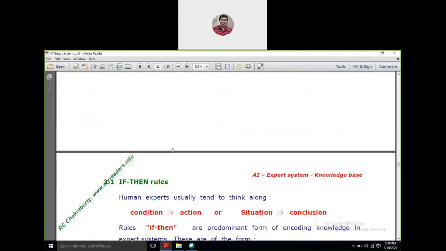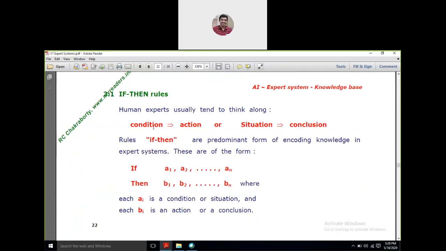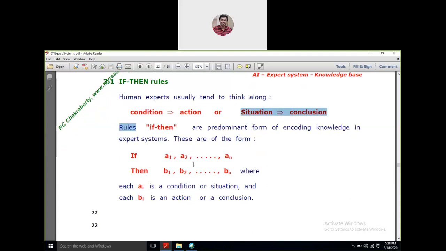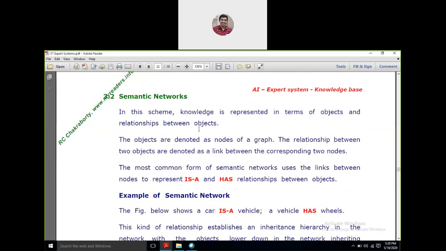Fine. So the knowledge base types can be if-then rules, that means condition-action rules or situation-conclusion rules. In this way, we can put up rules for acquiring the knowledge. If there is a condition like this, then what action is to be taken, or if the situation is this, what kind of conclusion we are going to make. We can have the if-then rule type of knowledge base, or we can have semantic networks, on which I'll not be talking because we had exclusive lectures on them. We can have semantic networks also for our knowledge base representation.